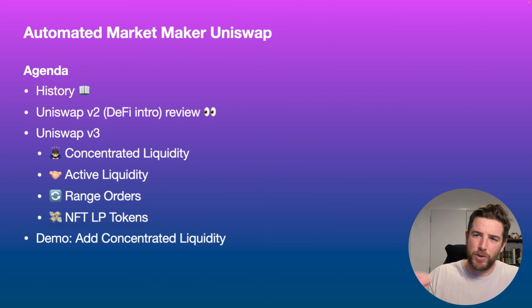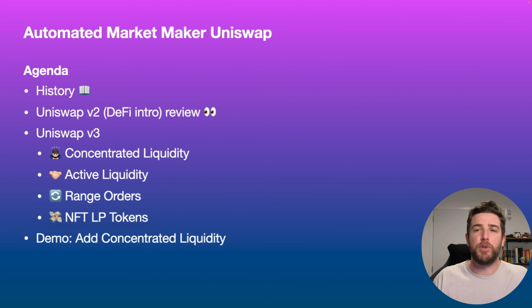We are going to see Uniswap V2, just a review of what we saw in the DeFi 101 introductory session, and then we are going to fully focus on Uniswap V3, and look at a couple of really big features that belong to this version, which are concentrated liquidity, active liquidity, range orders, and NFT LP tokens.